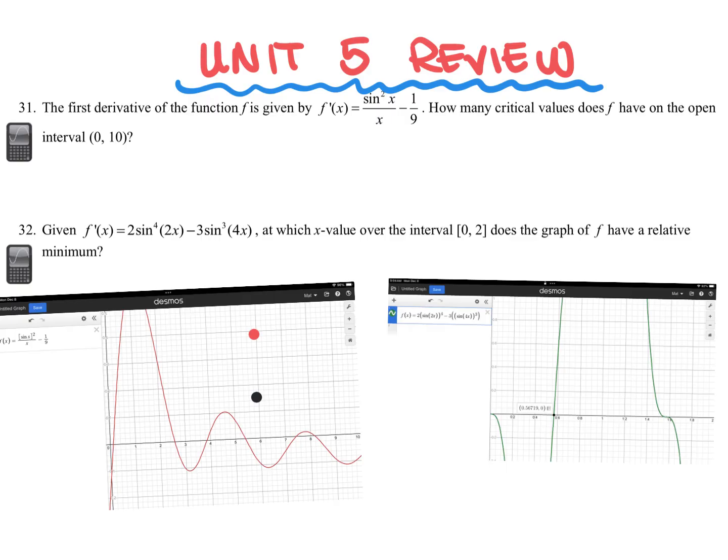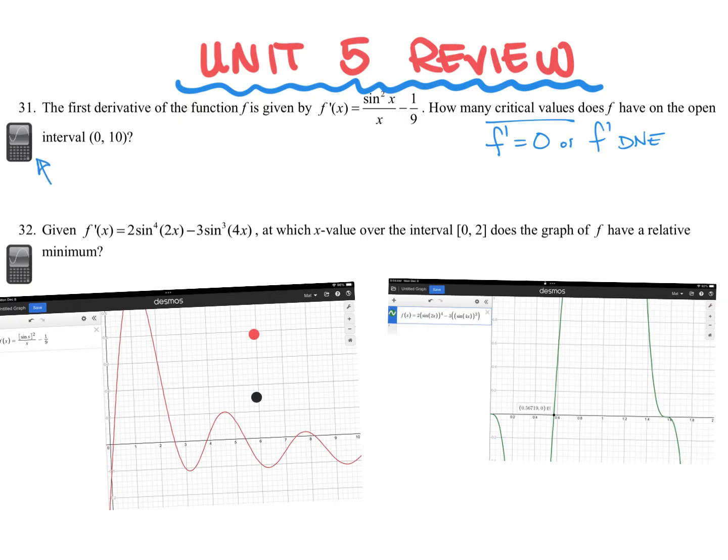First question says, the first derivative is given by f prime equals, and how many critical values are there? So what I would like you guys to do is see critical values, and I want you to think f prime equals 0 or f prime does not exist. So that's the first thing that should pop into your head. And this is a calculator question.